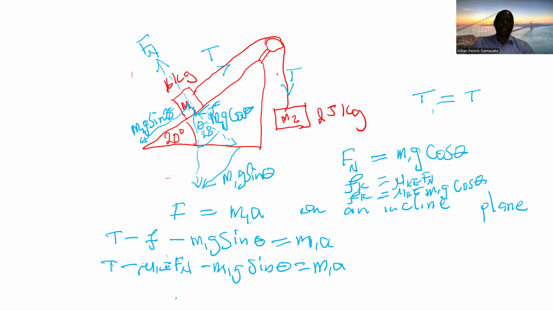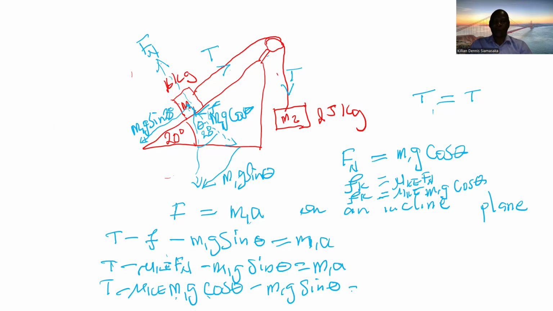And we are aware that T is equal to the coefficient of kinetic friction times the normal force, which we have already defined: mass 1 multiplied by the acceleration due to gravity, cos theta, minus mass 1 multiplied by acceleration due to gravity, sine theta, is equal to mass 1 multiplied by acceleration.